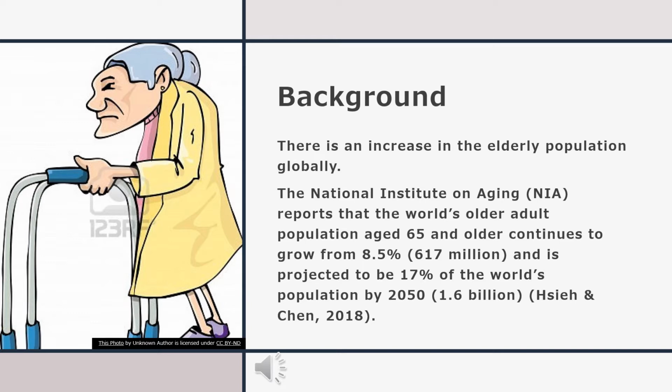So some background information on this. We're going to talk about the elderly population in the world today. The National Institute on Aging reports that the older adults aged 65 and older make up about 8.5% of the world's population currently, around 617 million. And this population is projected to grow to about 17% of the world's population by the year 2050, or 1.6 billion people. So that's about a 50% increase between now and the year 2050.